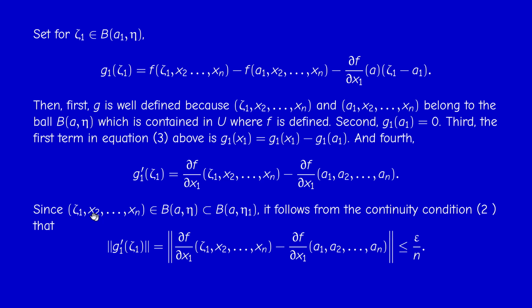So therefore, this n-tuple is at a distance from a of at most eta 1, or strictly less than eta 1, actually. So I can apply the continuity condition too. And accordingly, I get that the distance between the partial derivatives is less than epsilon over n. This is why I chose eta less than all eta i, because I need all these conditions at the same time. So I took the minimum.